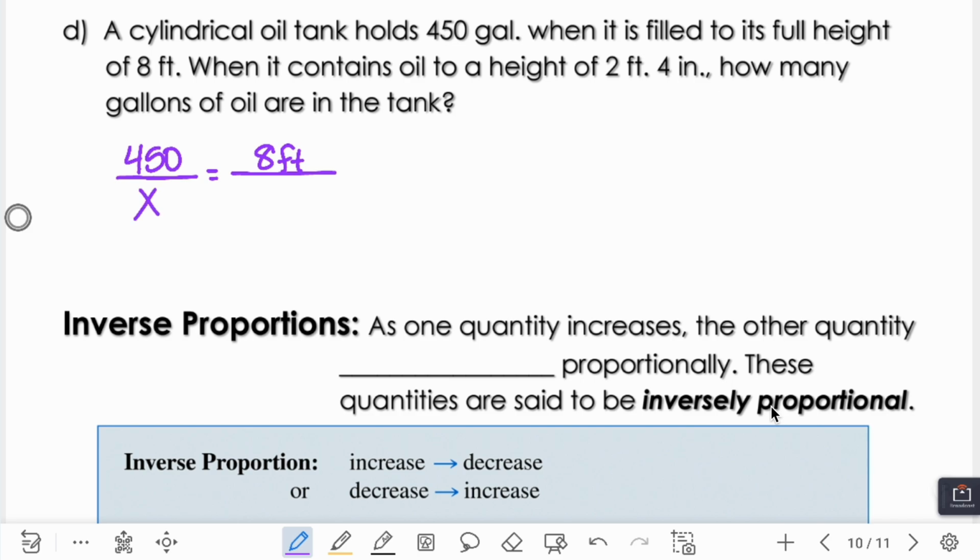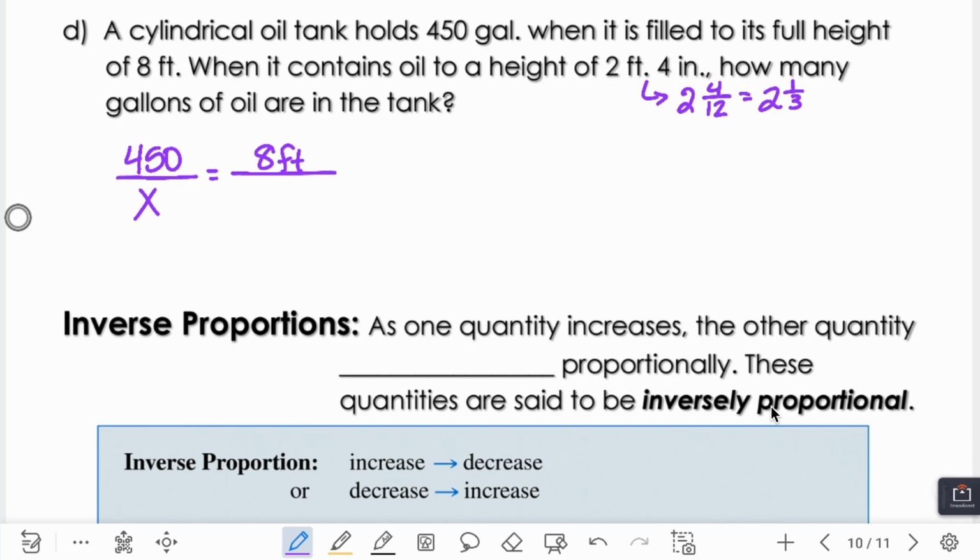So we put x in for the gallons of oil. But for this one, this right here is 2 feet and then 4 inches, out of 12 feet. So that's going to be 2 1/3. Now you can do a repeating decimal here, but I recommend going ahead and using your fraction on this one.